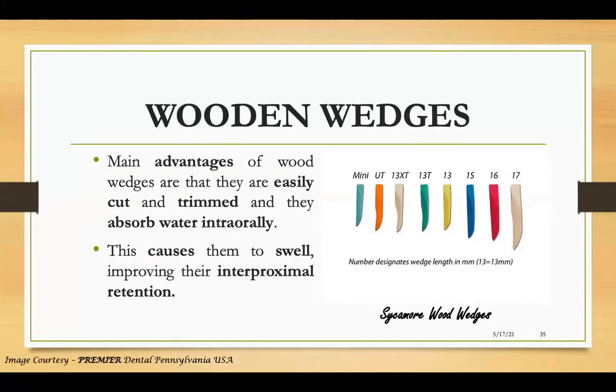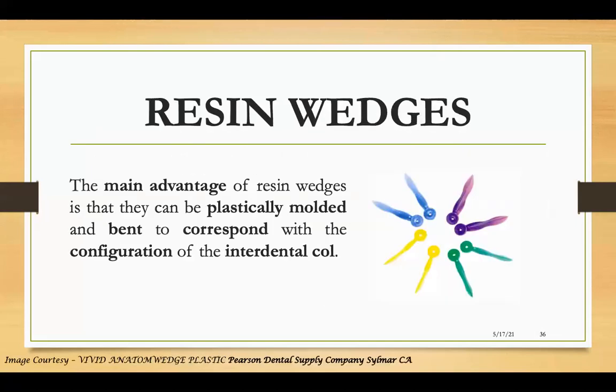So for you, just remember there are two categories. One is wooden wedge, which will absorb water intraorally. The other is resin wedges, which you can mold, right? You can look at the image and remember it in your head.